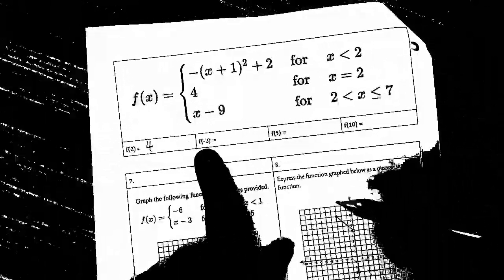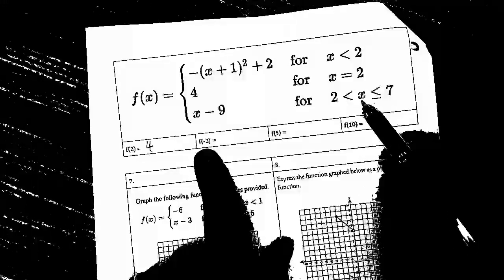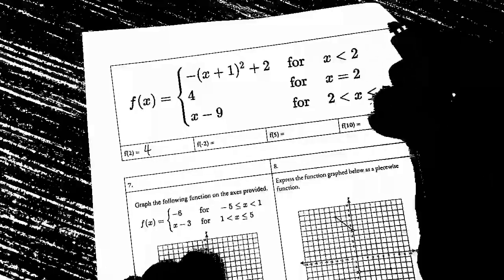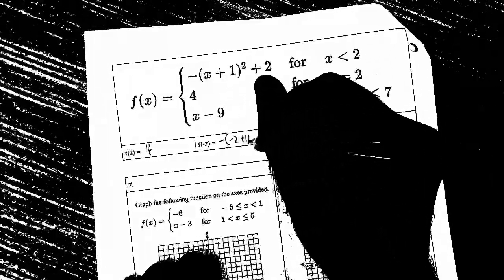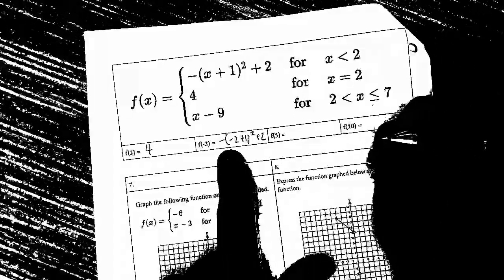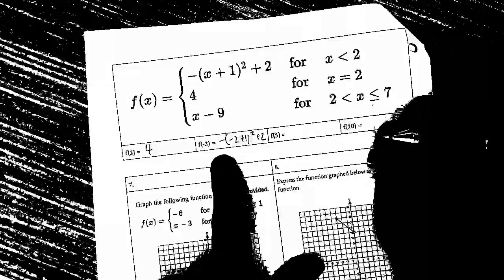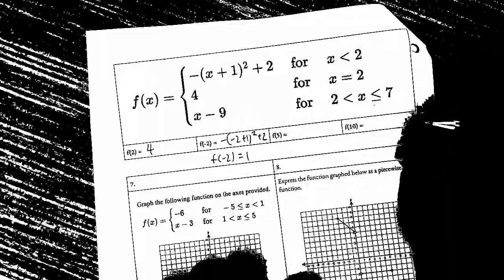Okay. For f of -2, it's not going to be this category because it's not greater than 2. It isn't 2. It is less than 2. So we're going to plug it into this one. So we'll do -2 plus 1 squared plus 2. That's going to be 1 here because -1 squared is 1, but negative, so this will end up being 1. So f of -2 is 1.